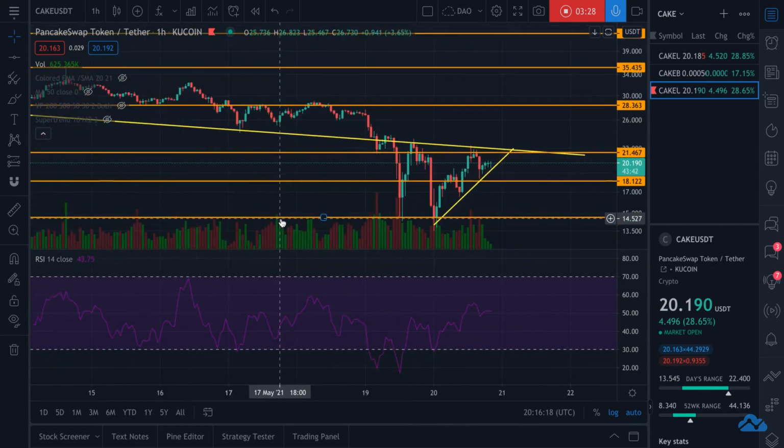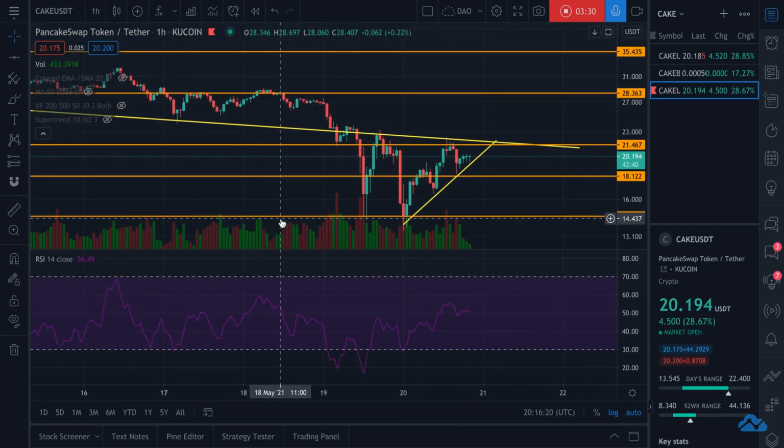I'm counting on Bitcoin to at least hold its strength. And if it can at least just go sideways between 38 and 43, or even break through 43 and then go 43 to 50-ish and just walk its way sideways, that would be ideal for a lot of alts, especially Cake. Cake has a lot of good fundamentals going on right now.